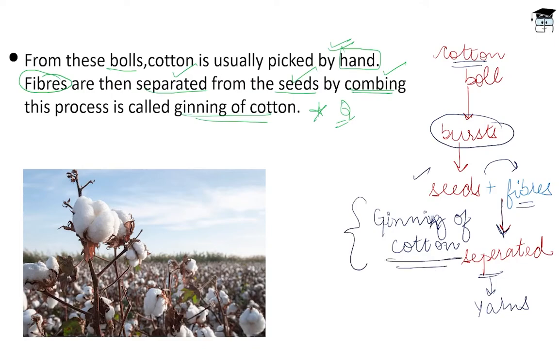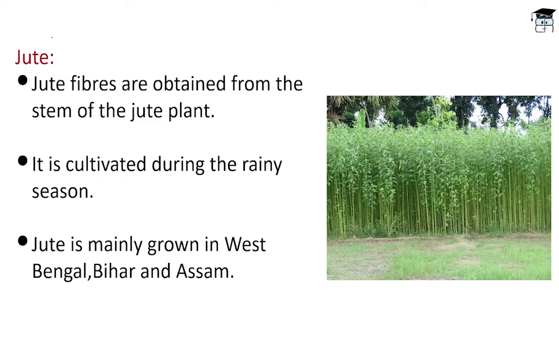Now let us move on to the next plant, which is jute. Jute fibers are obtained from the stem of the jute plant. Remember, this is the jute plant here in this picture, and this is the young stem of the jute plant. We get fibers of the jute plant from here. Very important, it is cultivated during the rainy season. So again, a question can arise: in what season is jute cultivated? In the rainy season.